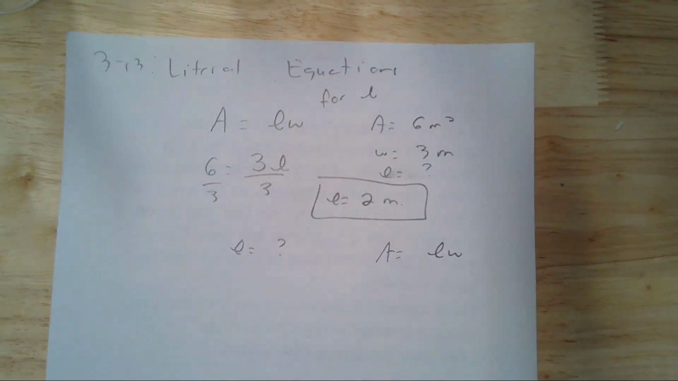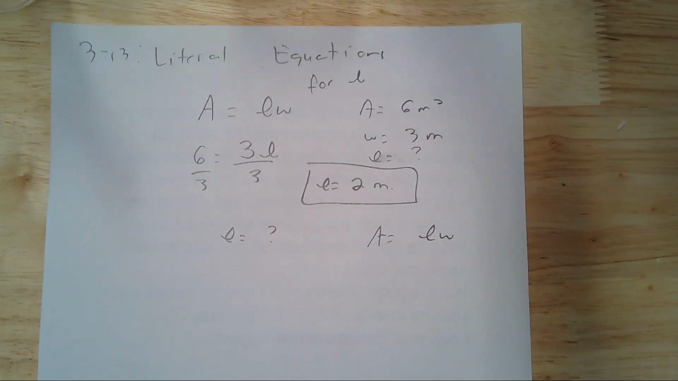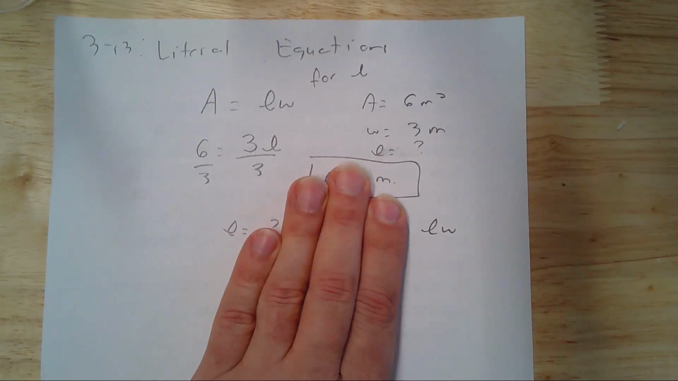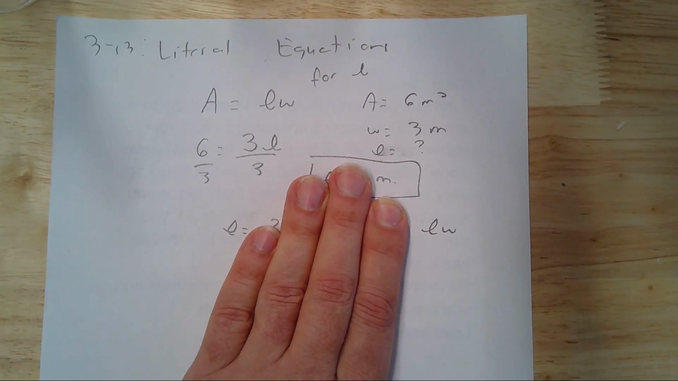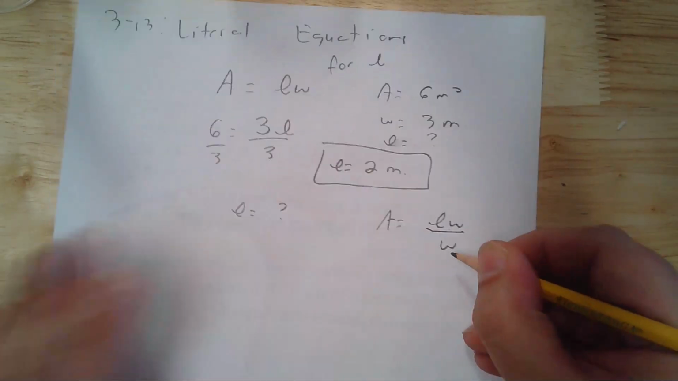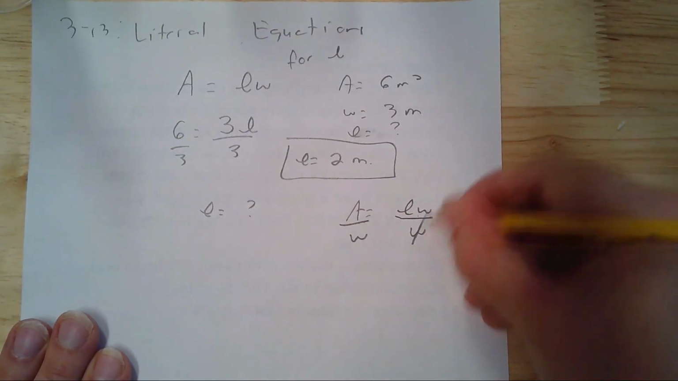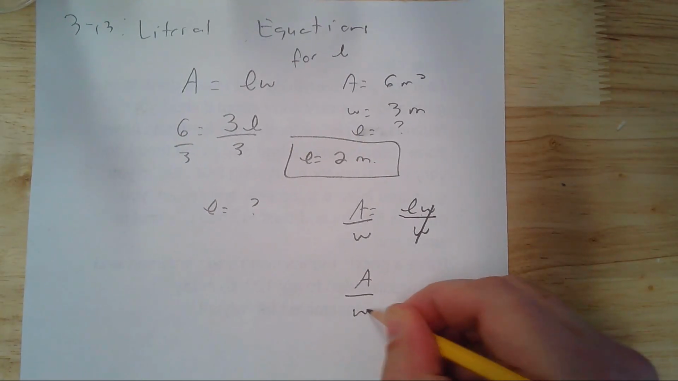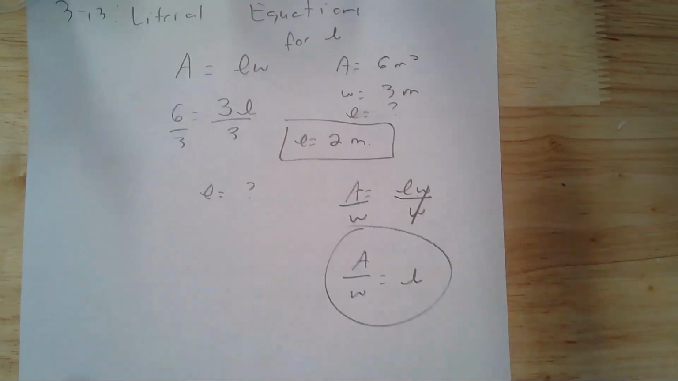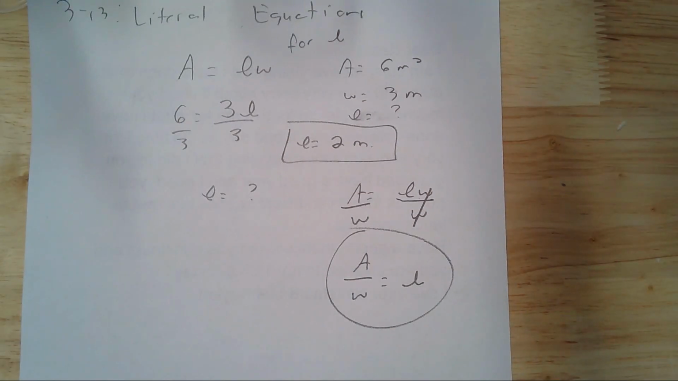So all I need to do is one step. What am I doing to L over here? Multiplying by W. So how do I undo that? I could divide both sides by W because that cancels out. And what's my new formula? Area over W equals the length. Solved. That is the formula written to solve for the given variable, in this case L.